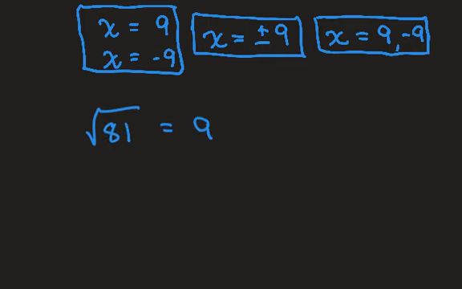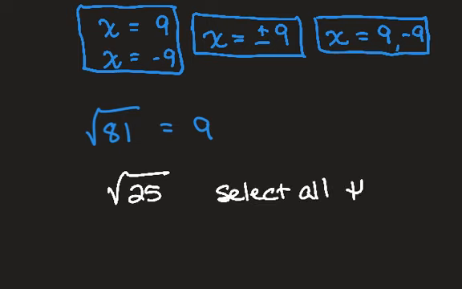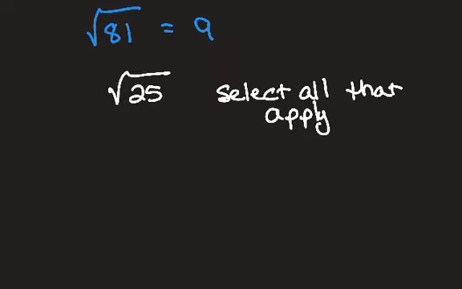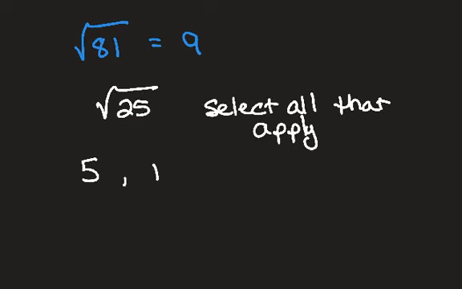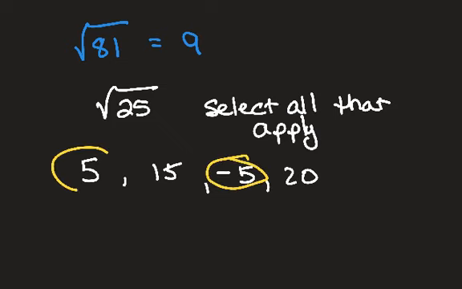And especially on assessments, they will say things like, what's the square root of 25? And they'll say, select all that apply. And even though, again, this didn't ask for a principal root, there's no x equals or x squared equals involved, if they have 5, 15, negative 5, 20, you can certainly say this is true, okay?